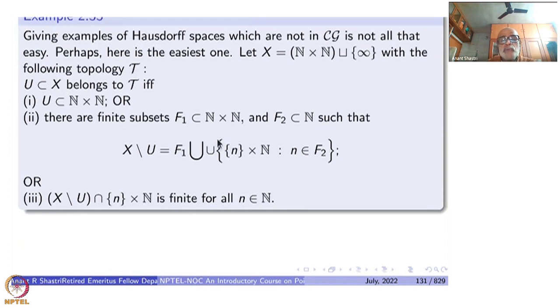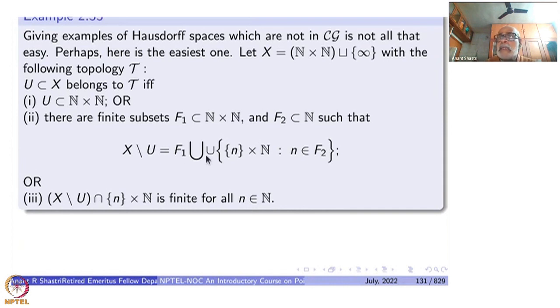Suppose you take two of them here, U1 and U2. What will be their intersection? The complements will be unions of such two things, right? By De Morgan law, the union of finite subsets F1 and F2, or F1 prime and F2 prime, will come. So such unions will be all right. Or it may be like this. Again, intersection with each vertical line is finite.